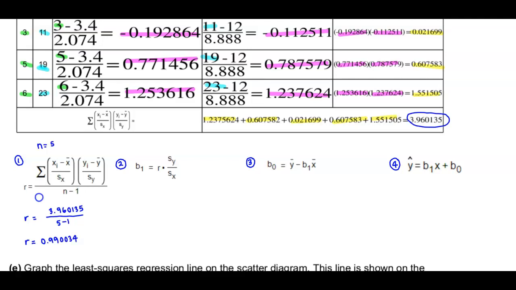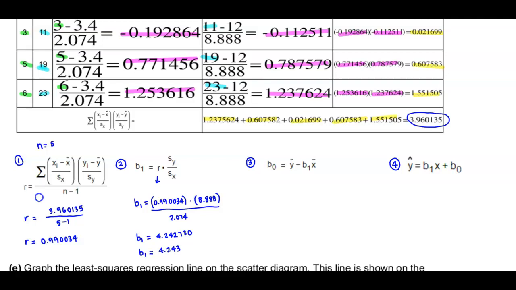Okay. And now in step number 2, b subscript 1 represents our slope. In order to find b subscript 1, we need to take the value of r, which is 0.990034, and multiply it by the standard deviation of y, which we found earlier to be 8.888, and then divide that by the standard deviation of x, which we found to be 2.074. Therefore, we get the slope to be 4.24730, and we're going to round that to 3 decimal places, which is 4.243.